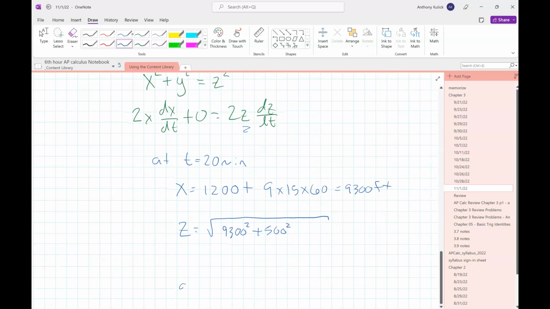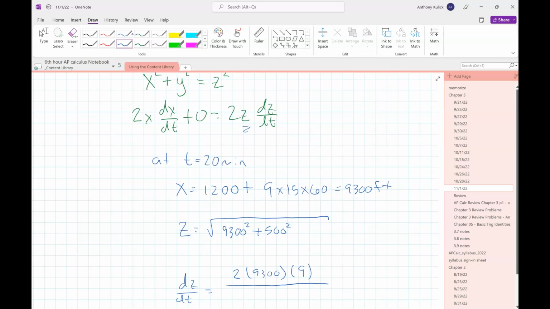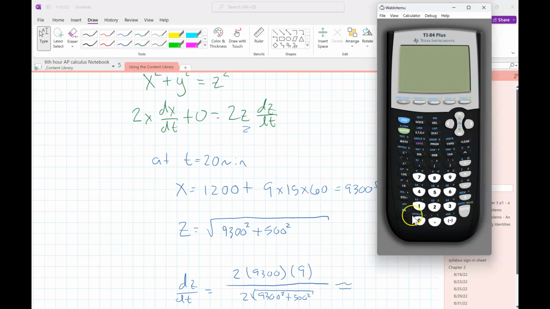so we're going to have that dz dt is going to equal 2 times 9300 times 9, that's the dx dt, divided by 2 times the square root of 9300 squared plus 500 squared. And that should be our answer. Assuming that I remember all that mental math correctly.